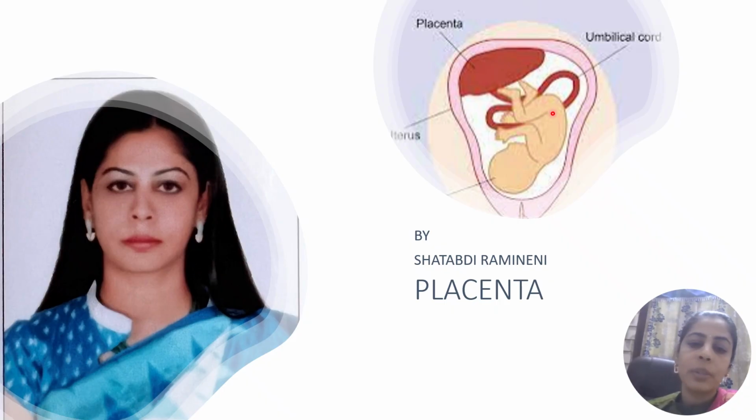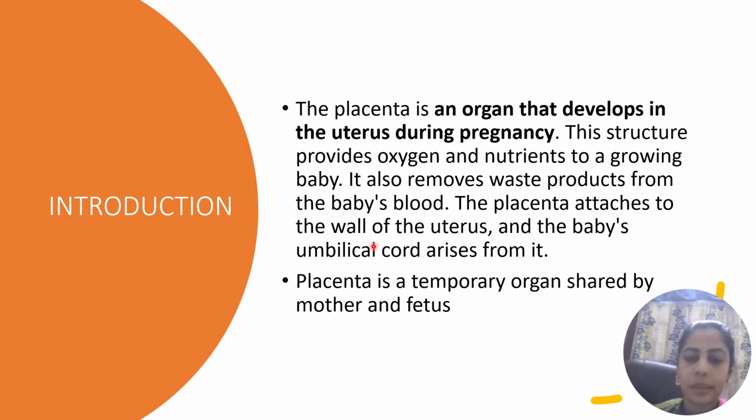So how does this placenta develop? This placenta develops from the outer layer of the blastocyst, which is made up of trophoblast cells. Sometimes these cells are called the engineers of the placenta. So the placenta is an organ that develops in the uterus during pregnancy.